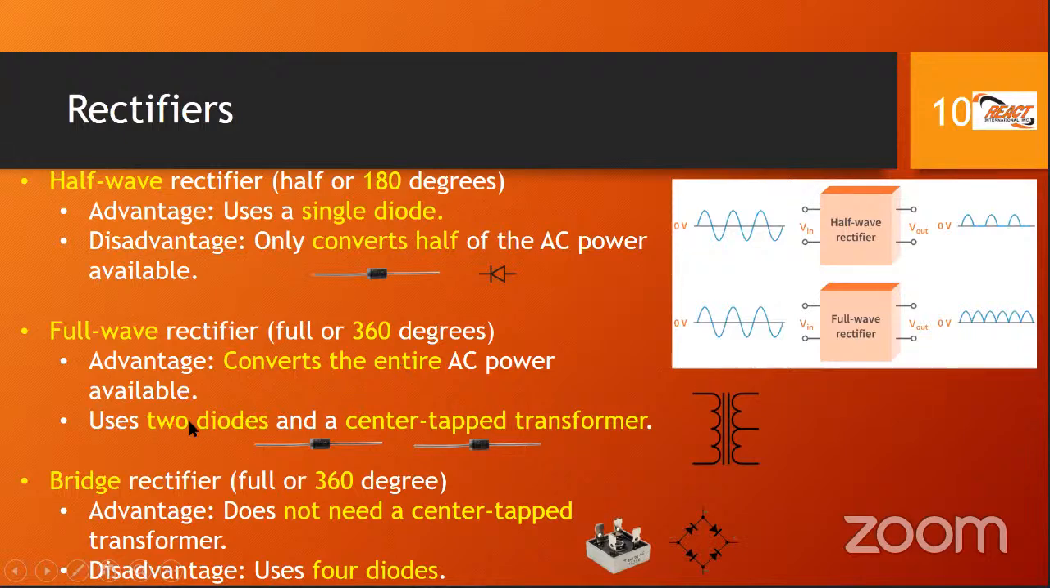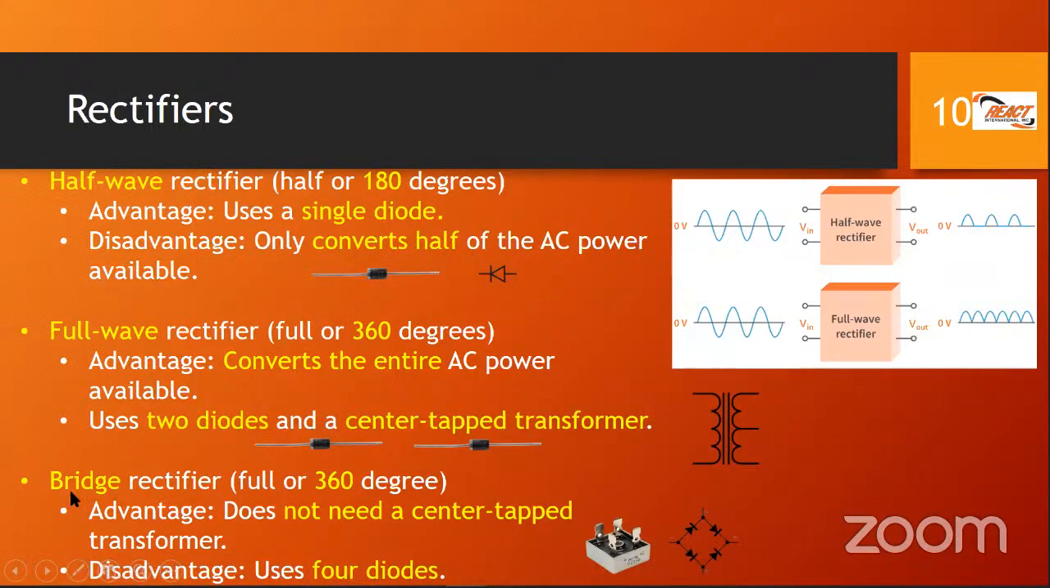Disadvantage, well, I guess you could say disadvantage in a way. It uses two diodes, so it's a little more expensive. And it also requires what we call a center tap transformer. So on the right-hand side here, we have a little diagram to show you where the transformer on the output side is center tapped. It doesn't have two legs, as we were looking at before, it has three legs. So to do full wave rectification using two diodes, you need to have a center tapped transformer.